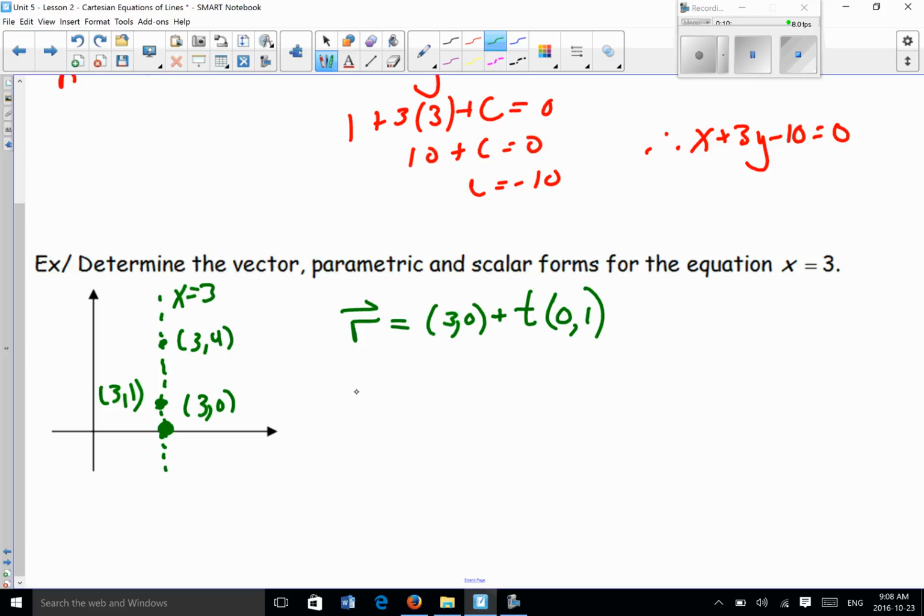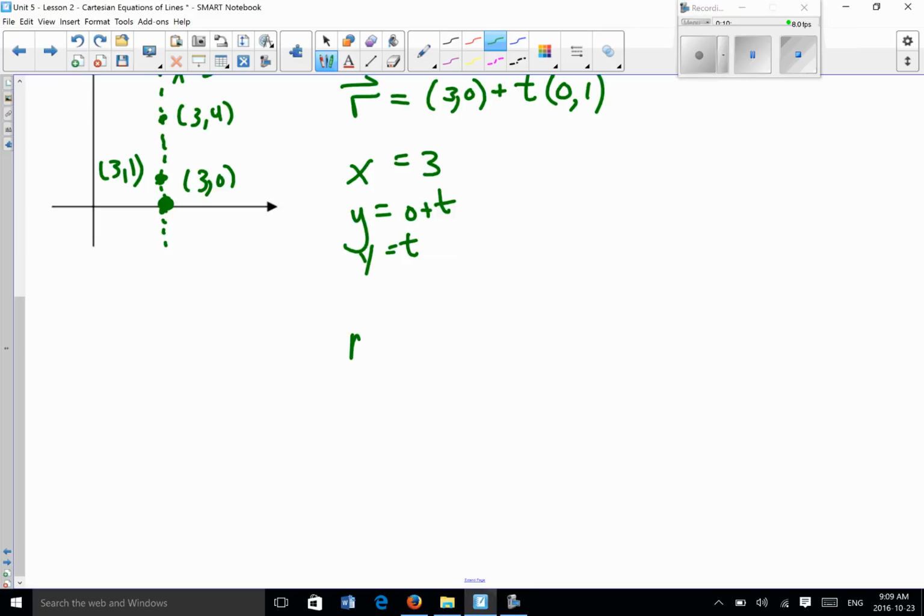Okay, parametric, x equals 3, which should make sense no matter what. X is 3, and y would equal 0 plus t, or in other words, just t. You can pick any number you want to, and you can get the new thing for y. So scalar form. How are we going to do the scalar version of this? Well, m was 0, 1. So we've got to find n.